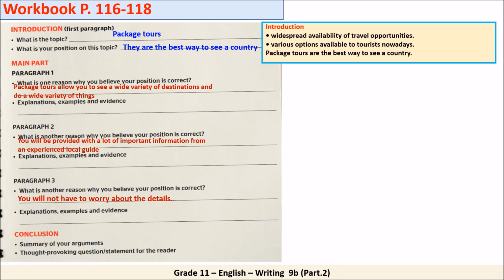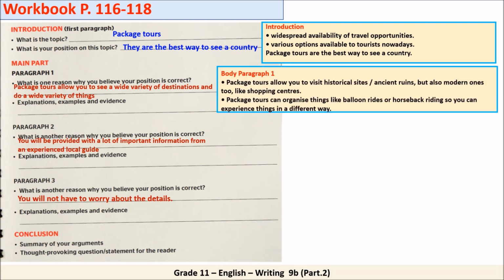In the introduction, you can speak about the widespread availability of travel opportunities nowadays, the various options available to tourists, and in your thesis statement, you have to state that package tours today are the best way to see a country. In paragraph 1 of the body, you can speak about how package tours allow you to visit historical sites, ancient ruins, and that, on the other hand, they also allow you to visit modern attractions, such as shopping centers. You can also speak about how package tours can organize things like balloon rides or parachuting or horseback riding, and this gives you the opportunity to express things in a different way.